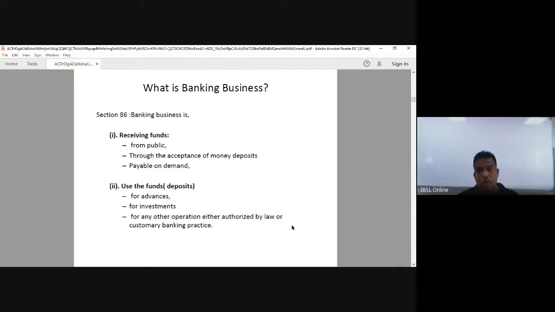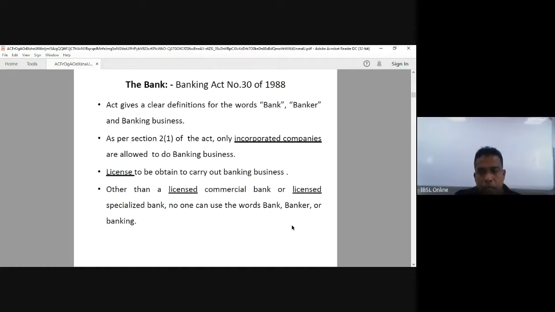Now we know who is a bank. Then what is banking business? What do you mean by banking business? Now remember, as per the Banking Act definition, you have to obtain a license to do banking business. When you obtain a license, you are allowed to do banking business. Then the next question comes to our mind: what is banking business?